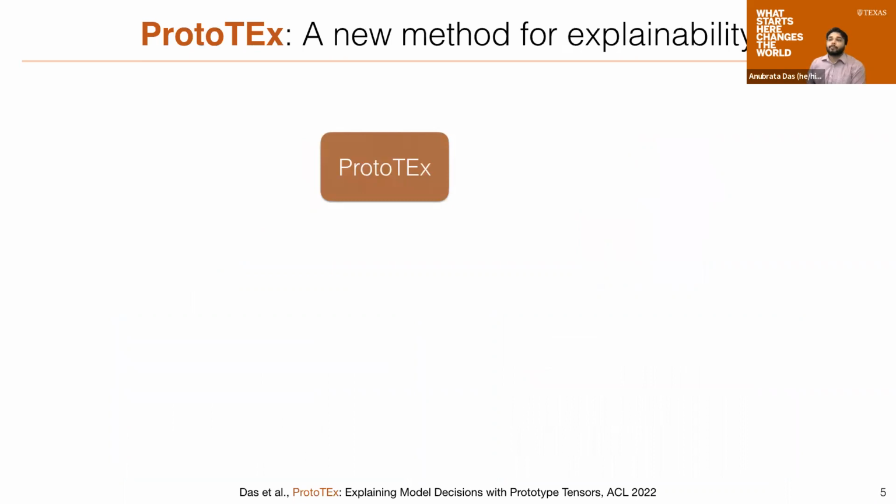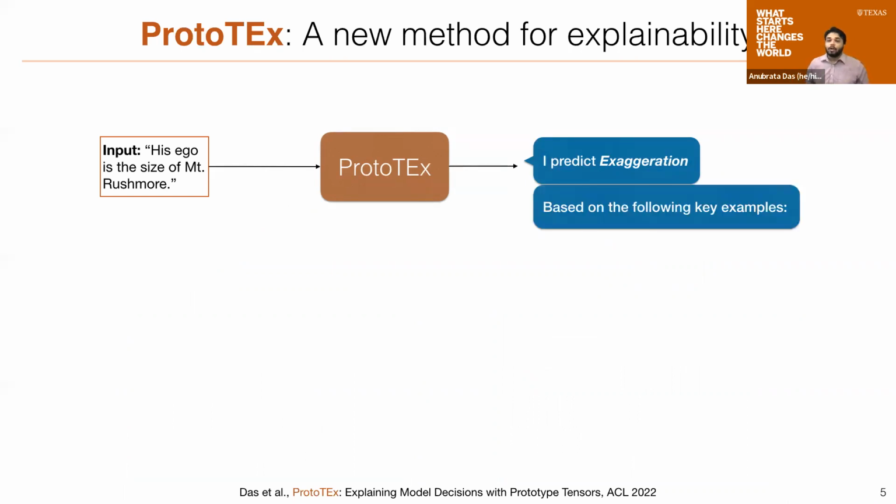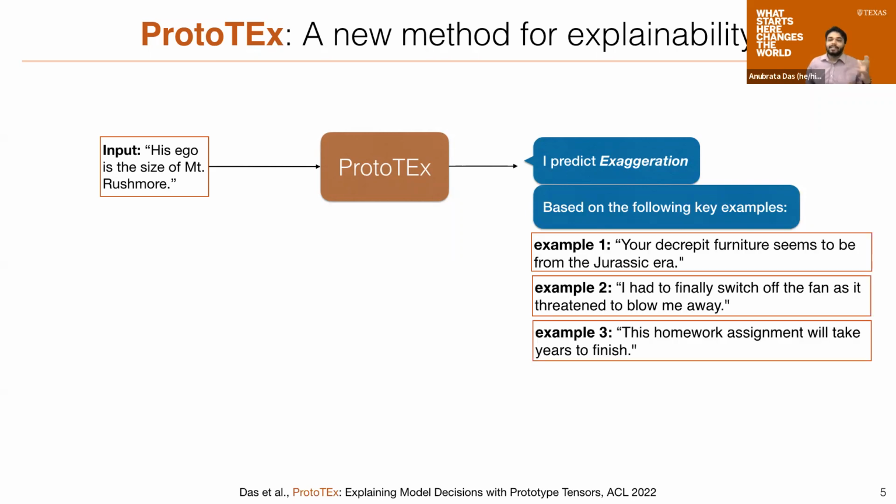Given this context, we propose ProtoTEx. It's a new method for explainability, where given an input, not only does it predict what the output is, it also provides explanation in the form of key examples. Here, let's imagine the task is predicting exaggeration. Given this input sentence, his ego is the size of Mount Rushmore. So here, the size of Mount Rushmore is clearly a framing of exaggeration. And you see that the model has picked up examples such as this homework assignment will take years to finish, which is another example of exaggerating a text.